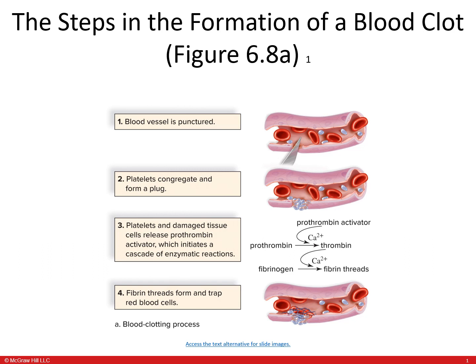The steps for the formation of the blood clot. So the blood vessels are punctured. So the platelets congregate and form a plug. So the platelets in damaged tissue cells release a clotting activator, and that initiates the cascade of enzymatic reactions. And then the fibrin threads form a trap for the red blood cells.